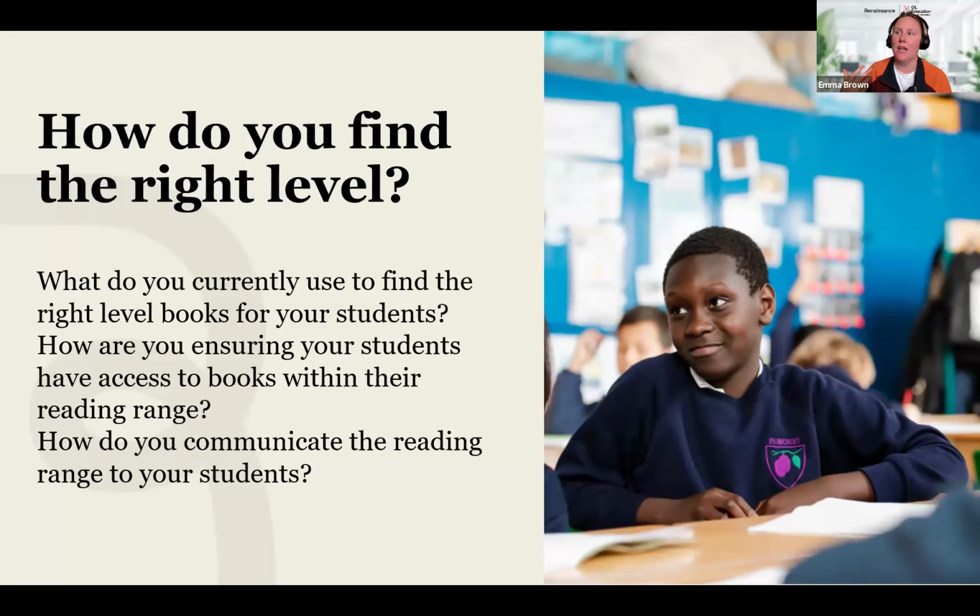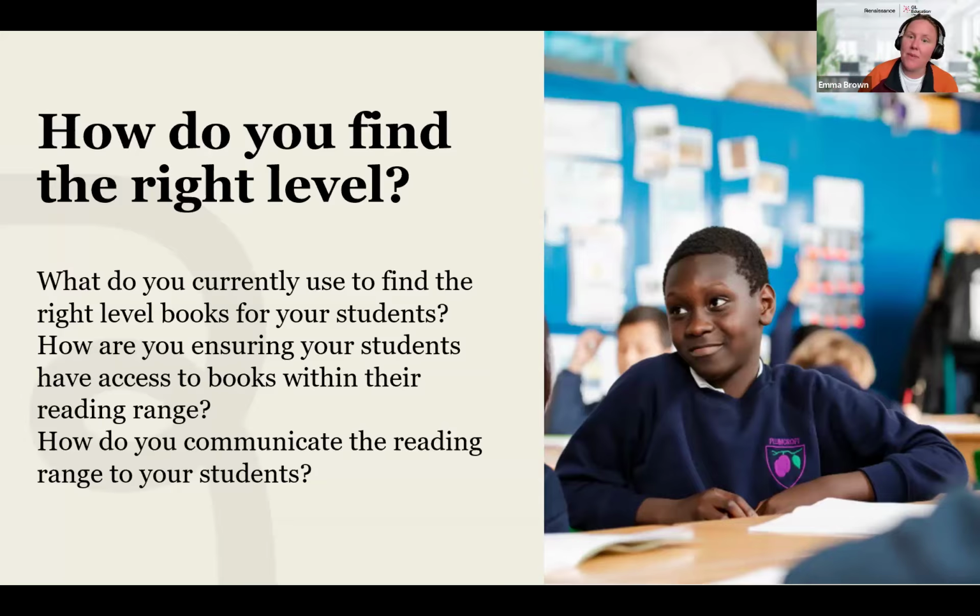Is it something that is communicated with the student on a termly basis? Is it something that you just tell them at the beginning of the year and then that's what they stick with? They know, I go with yellow books, I go with blue books. So just have a think about what it is that you do in your school to find the right level of books for the students at the moment, because they need to know where to start somewhere.